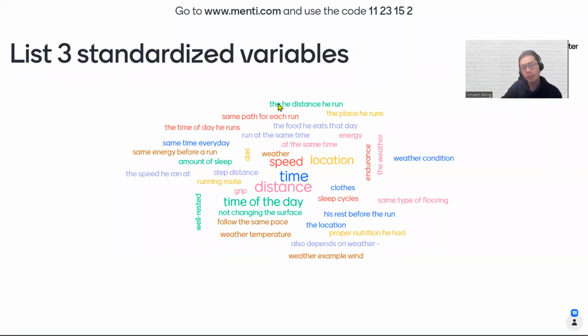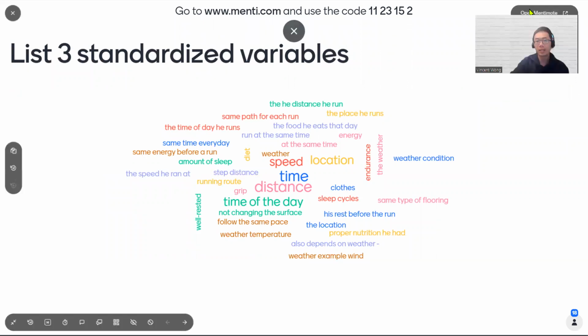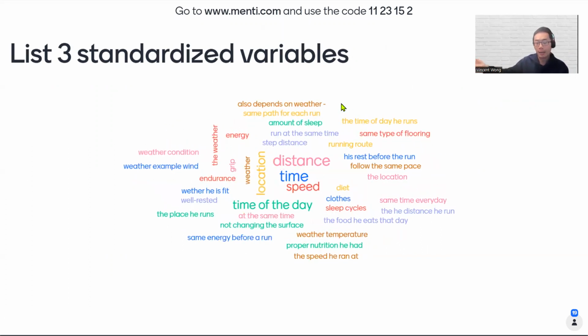Actually, that would not be a standardized variable. The distance he run is the dependent variable, right? That's what he's trying to observe. That's what he's trying to determine, right? How far can he run? So that wouldn't be something that you standardize. That would be something that you are measuring. That's the dependent variable.